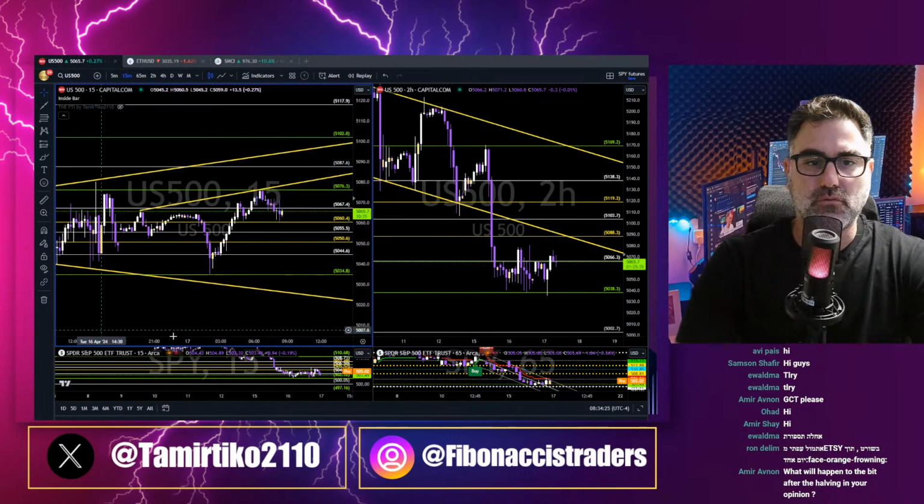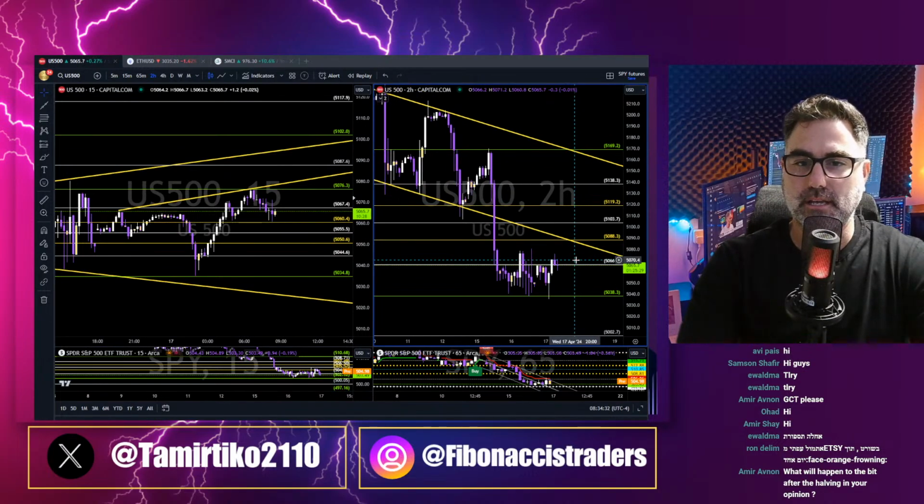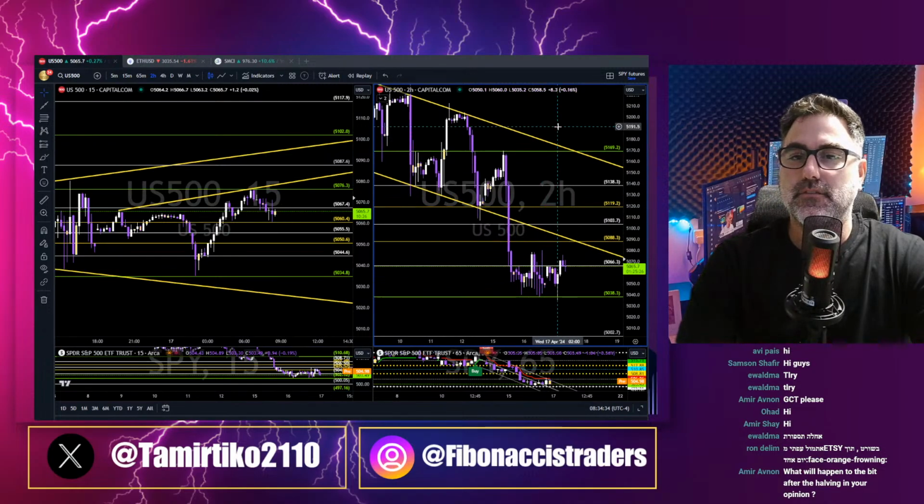Let's put an alert over here on the futures. I want to see breaking above the close of this candle, and then we will start taking long on futures.